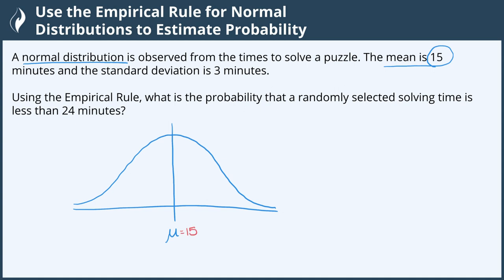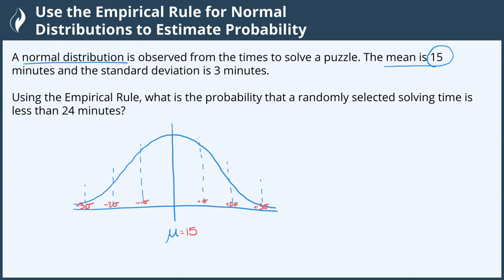A normal curve has most of its data within 3 standard deviations of the mean, and they fall approximately like that. We can label that as 1 standard deviation above the mean, 2 standard deviations above the mean, and 3 standard deviations above. The same goes on the left, but it is 1 standard deviation below, 2 standard deviations below, and 3 standard deviations below.